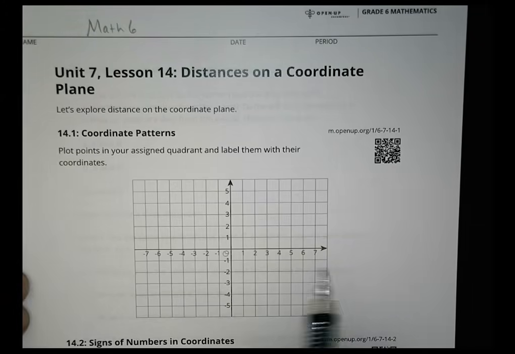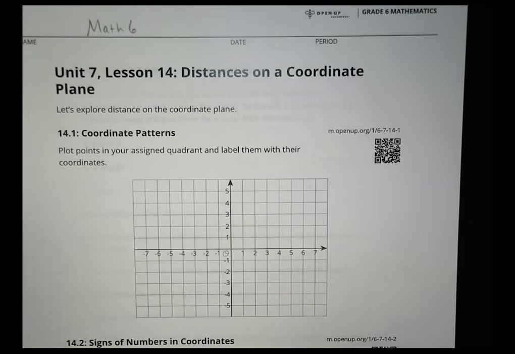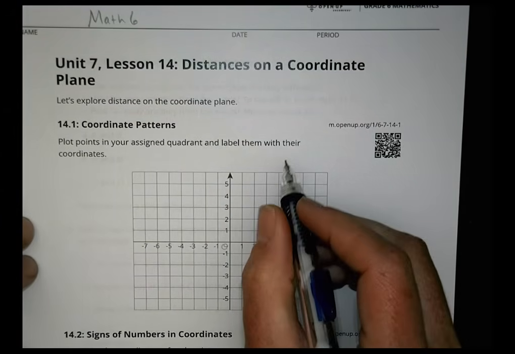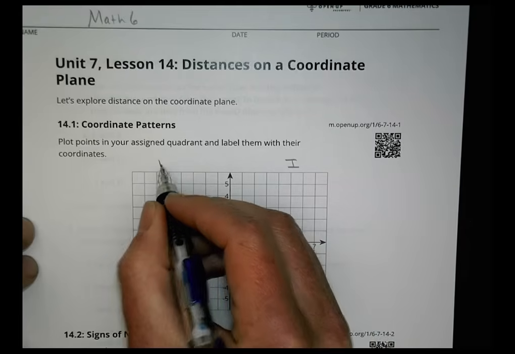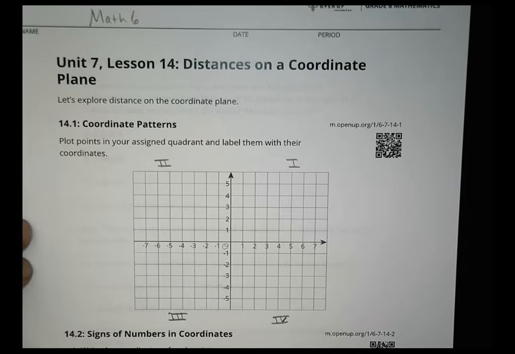So first of all, it says plot points in your assigned quadrant and label them with their coordinates. So what's going to happen first, your teacher's going to give you a quadrant, right? They might give you quadrant 1, which is over here. They might give you quadrant 2, which is this one over here. They might give you quadrant 3, or they might give you quadrant 4. And whatever the points they give you, they want you to plot those in the appropriate quadrants.